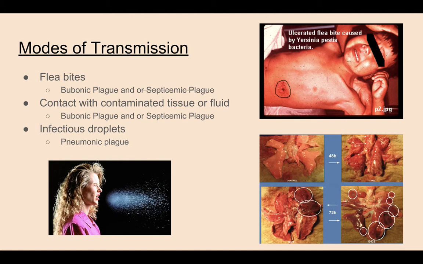So, like I mentioned before, if somebody were to skin an animal and the animal had this disease, the human would get it. And the pneumonic plague is one from indirect contact from droplets via an infected individual. So, if somebody were to sneeze and they had this disease, they would get it. So, cover your mouth when you sneeze. It'll make it best for everybody.